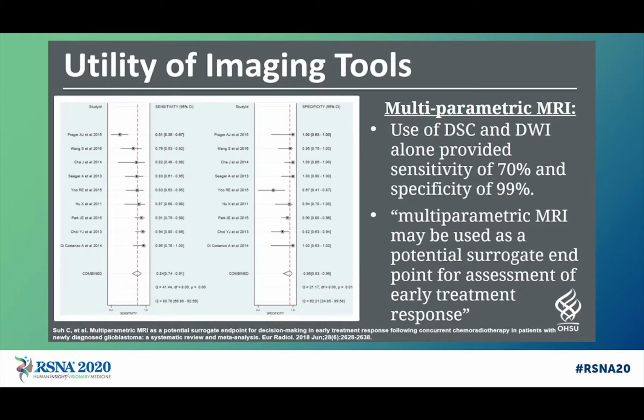It was concluded that multiparametric MRI may be used as a potential surrogate endpoint for the assessment of early treatment response. However, both monoparametric, i.e. just diffusion or just perfusion-weighted imaging, and a multiparametric approach may perform equivalently.